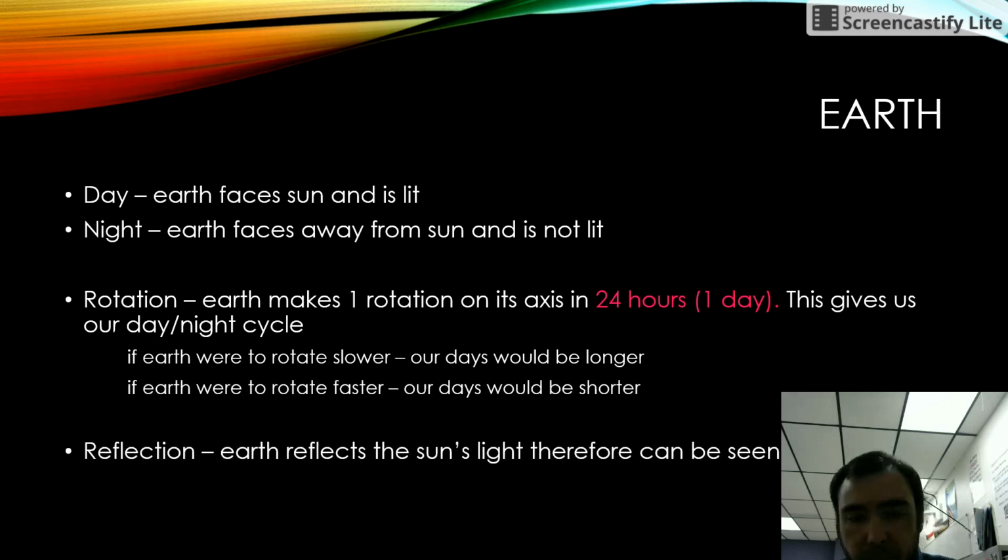Reflection. We've talked about this when we've talked about light. The Earth reflects the sun's light, just as every planet does, and the moon. Therefore, you can always see the planets or the moon from outer space.